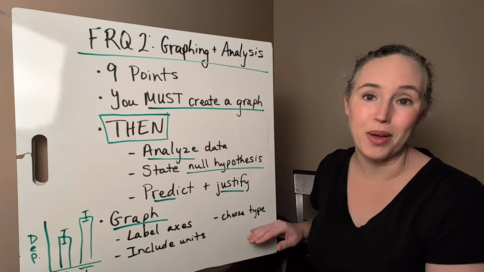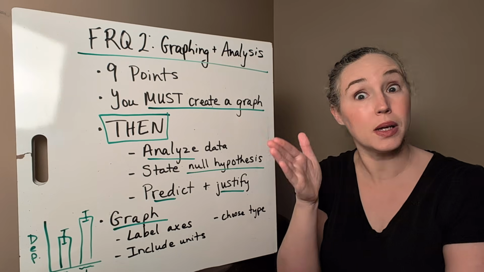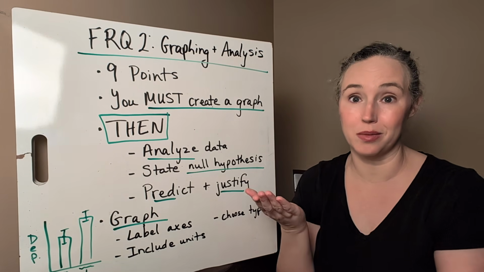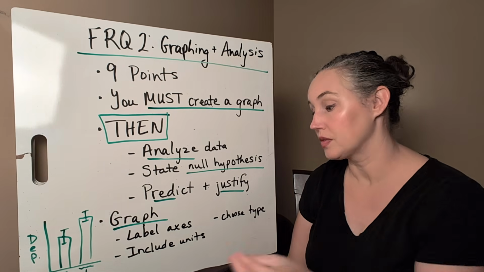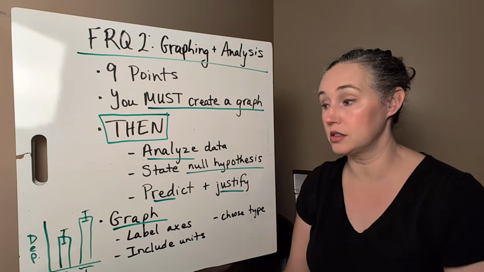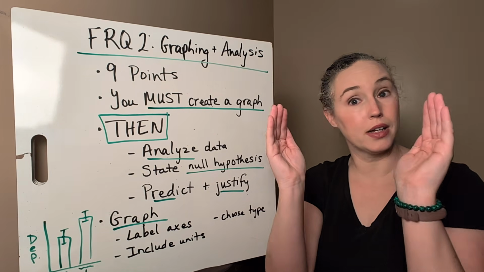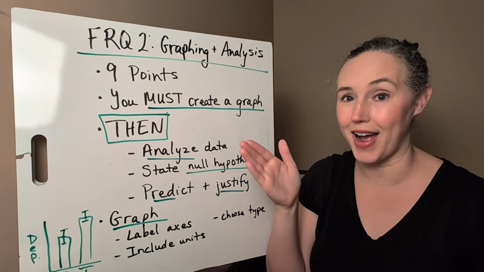The type is going to depend on what the experiment is comparing. Sometimes they'll tell you make a bar graph or make a line graph, and sometimes it won't, so you're going to need to practice that as well. Don't forget on your axes when you're labeling them to include units. Like if you're measuring height, be sure that you've got centimeters or whatever unit they describe in the question on your axis.